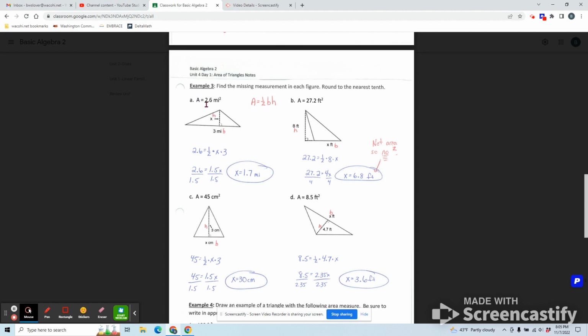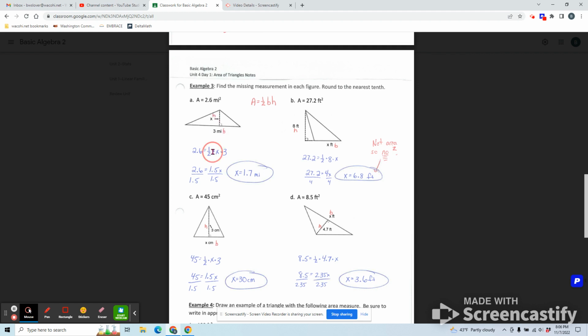Well, over here it says A equals 2.6 miles squared. That means this 2.6 is my area. That's what this miles squared is telling me. My area is whatever's in front of it. So 2.6. Notice I'm not squaring the 2.6. I'm not putting 2.6 miles squared. I'm just putting the value. So 2.6 equals a half times my base is 3, my height is h.